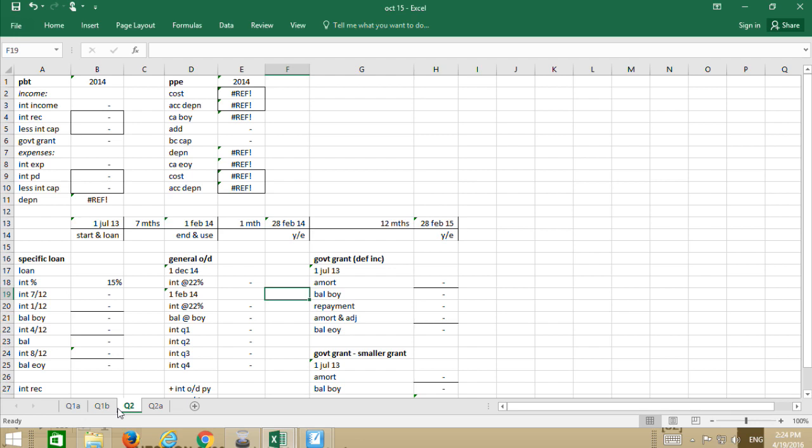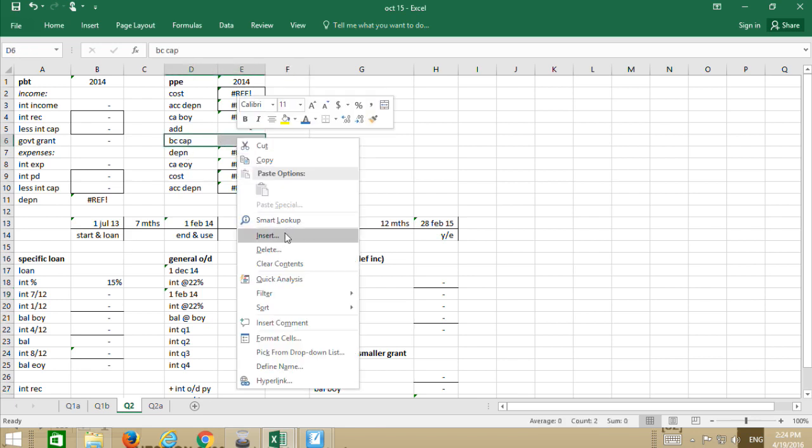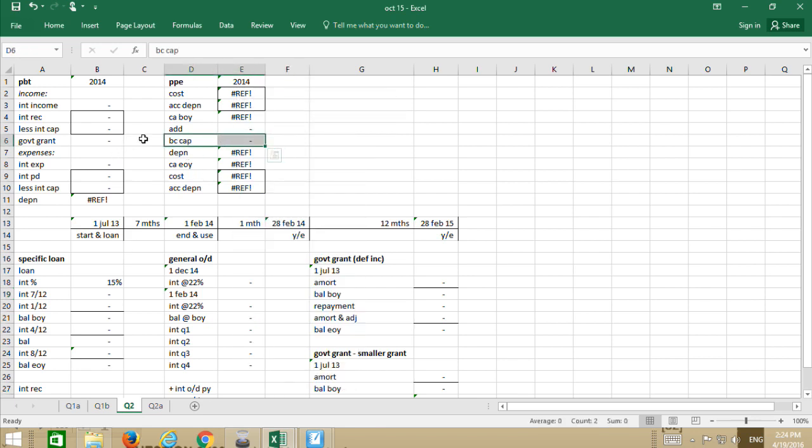In my PPE notes, I haven't yet put in the government grant, so that still needs to get put in. But I've got additions, and I've got borrowing costs capitalized. I'll have to put in a line for government grant. May as well put it in while I'm here. So I'm going to start with a zero balance. I'm just going to move that down. So it'll probably start with nothing.